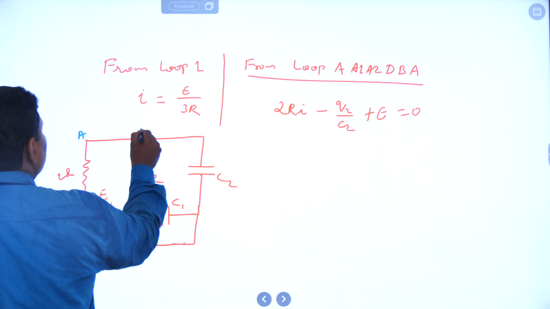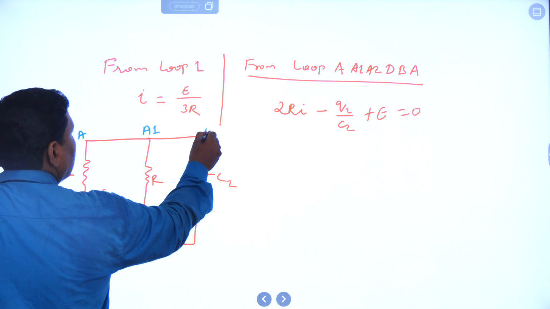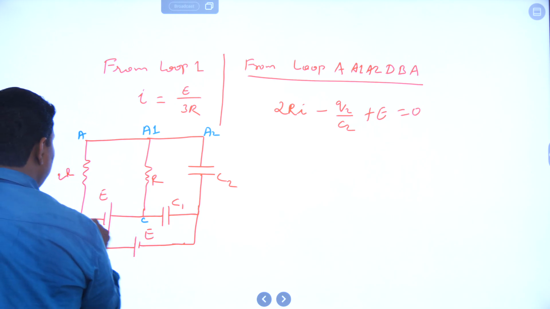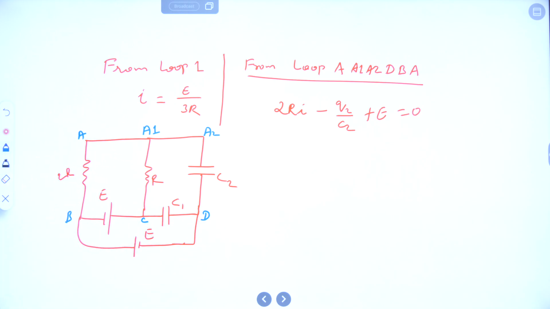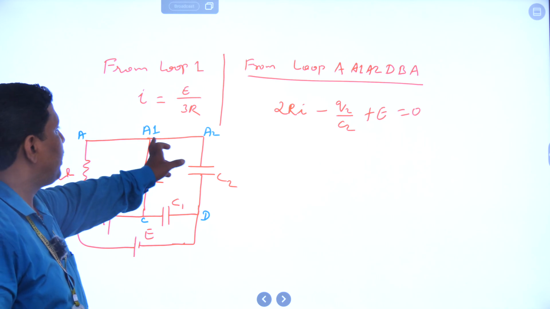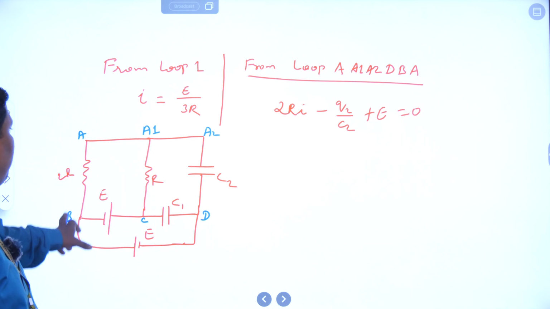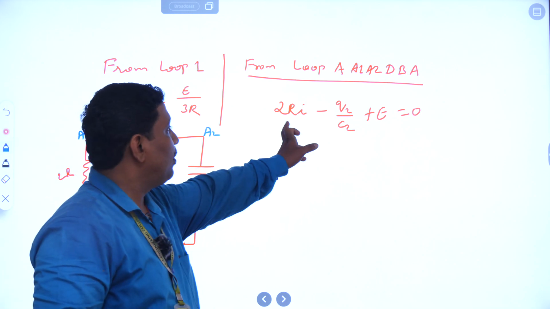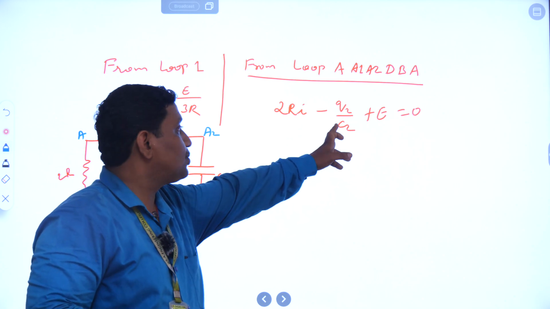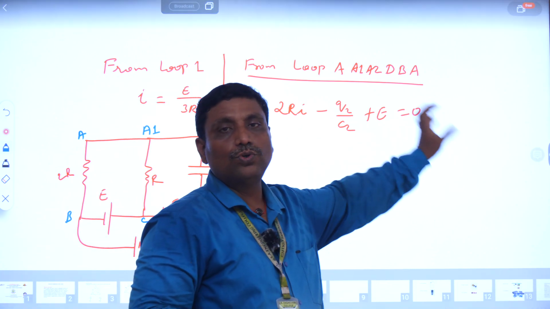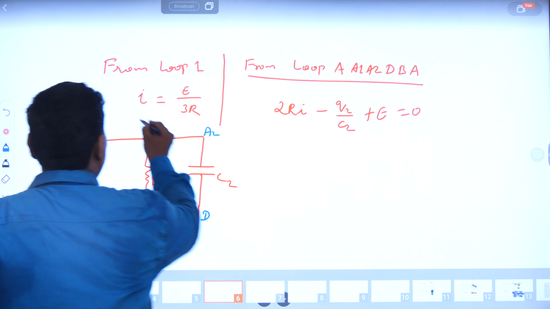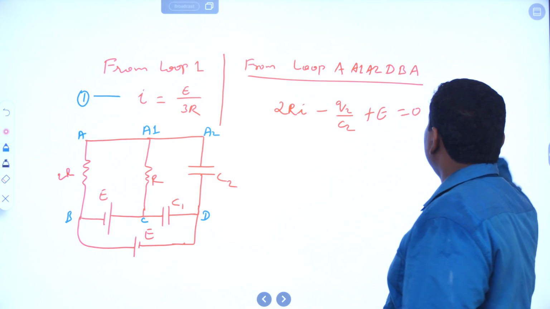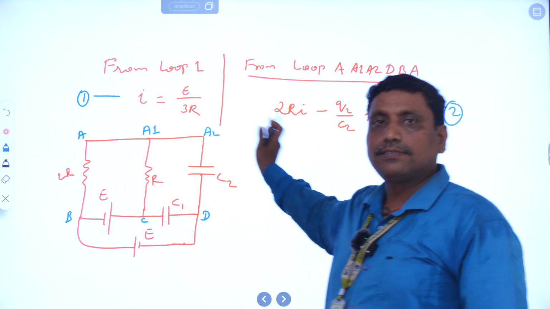So this is A1, A2, C, B, this is D. Okay, A1, A2, D, B, A. So I have considered this outer loop, right? So as per the outer loop, the equation is 2Ri minus Q2 divided by C2 plus E equal to 0. But in both the equations, right, this is equation number 1, this is equation number 2, the C1 capacitor is not available.